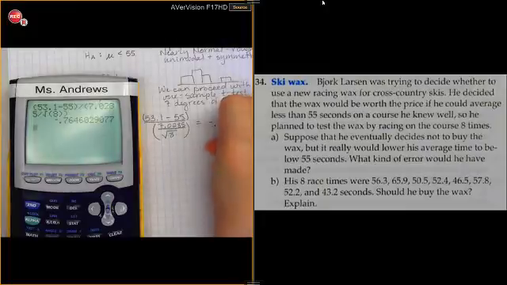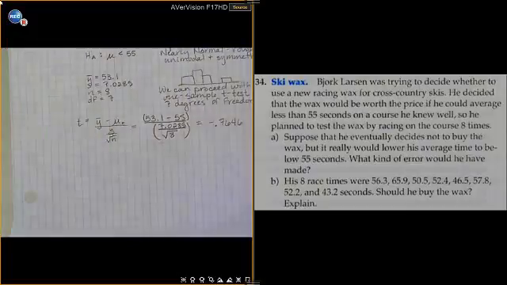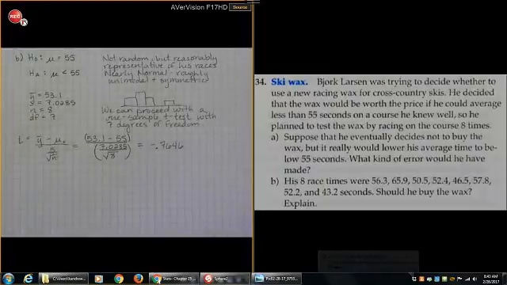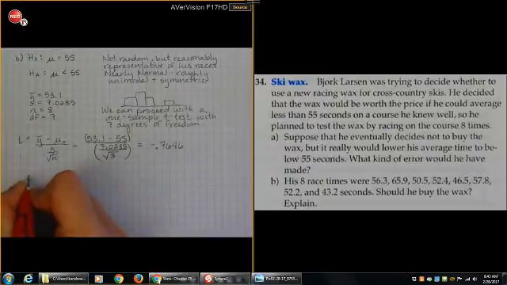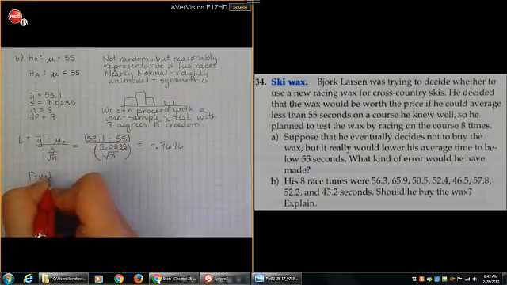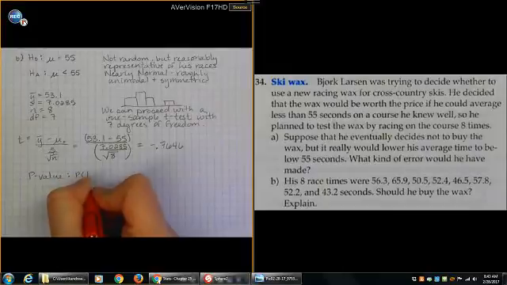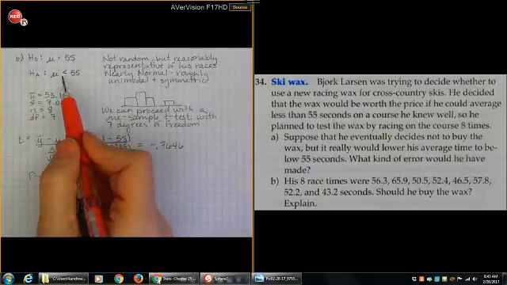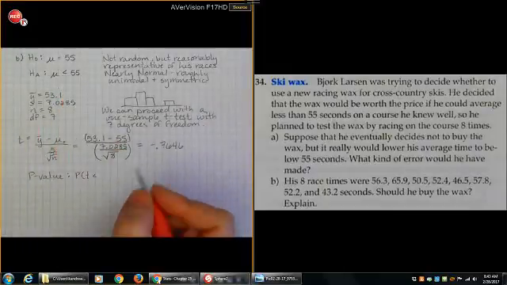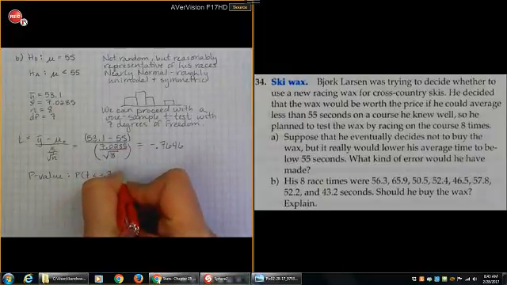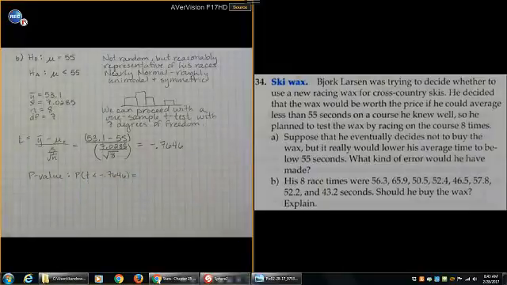So second VARS, TCDF, negative 99, negative 0.7646, comma 7. Enter. And that gives us a p-value of 0.2347. That is a pretty high p-value. So when I have a high p-value, I'm going to fail to reject the null.